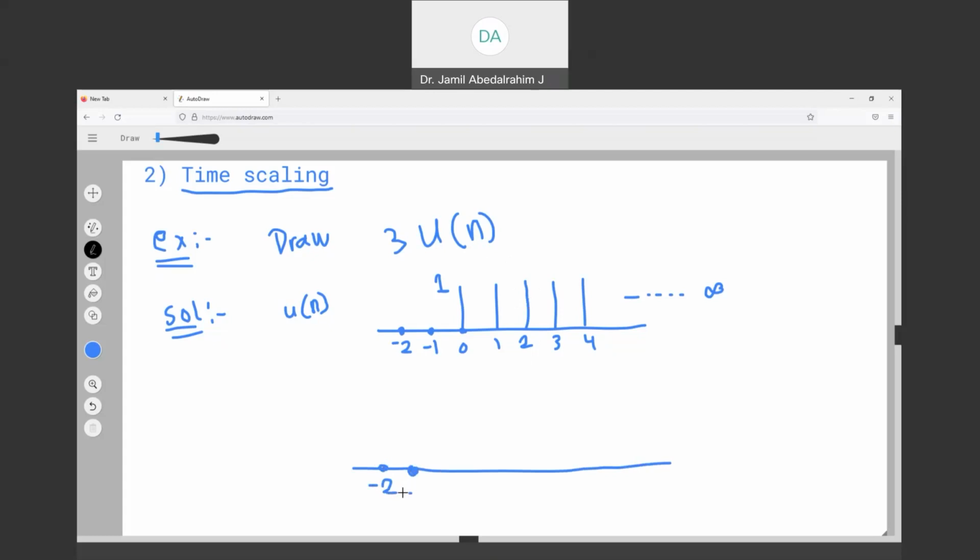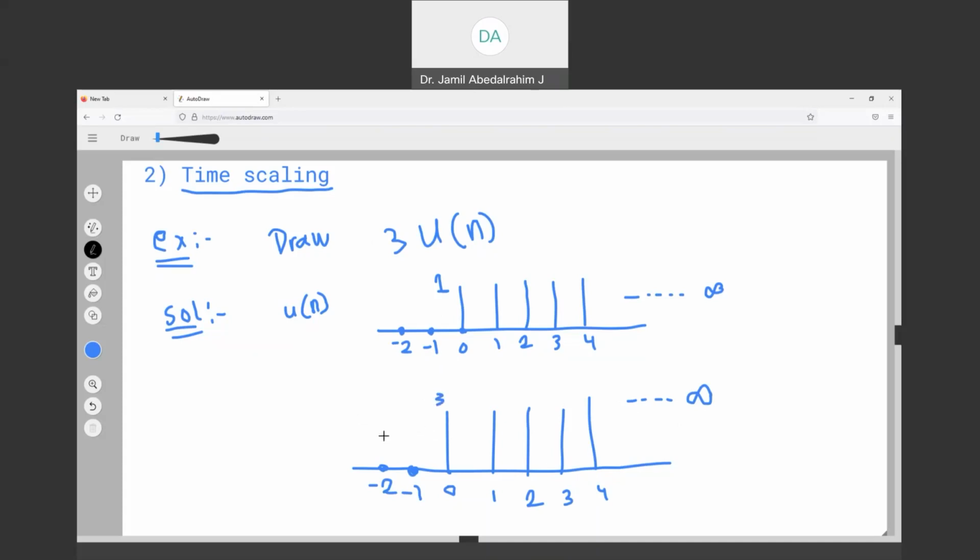Signal at -1, no signal. Our signal will start from 0, 1, 2, 3, 4, until infinity. But the amplitude here is we multiply it by 3, correct? So the amplitude instead of 1 will become 3.